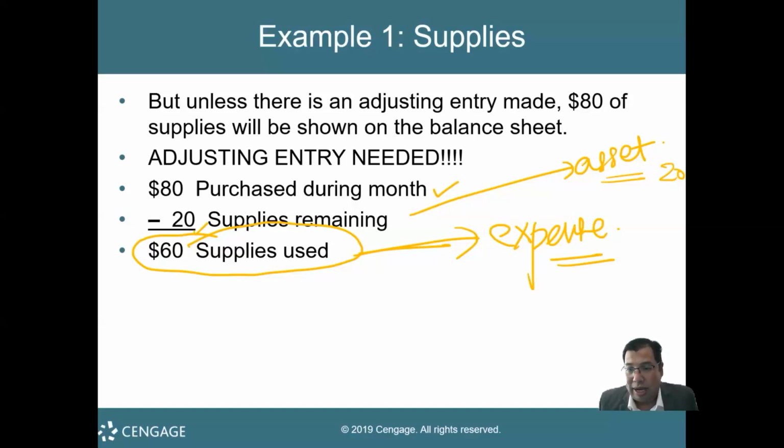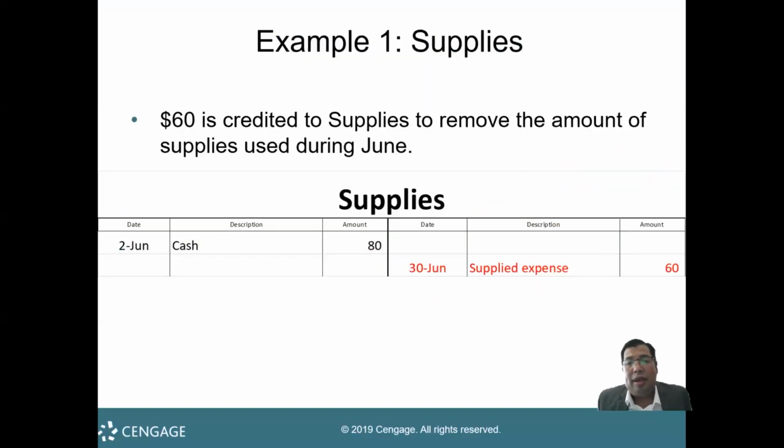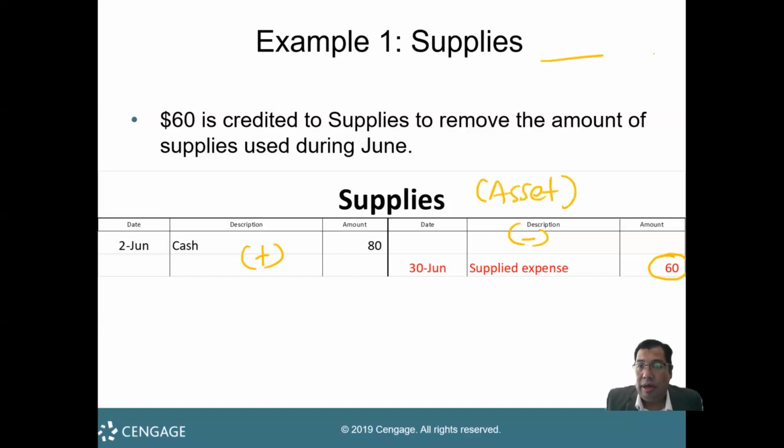So I'm going to reduce my supplies, my assets, from 80 to 20. How am I going to do that? Remember, for assets, plus is debit and minus is credit. So I'm going to credit my supplies by 60. That means 80 debit, 60 credit, which gives a balance of 20. Is it okay? The 60 is credited to supplies to remove the amount of supplies used during the month of June. Always remember for assets, plus and minus. That is the formula. So I'm going to credit the supplies account by 60, and the balance will be 20.